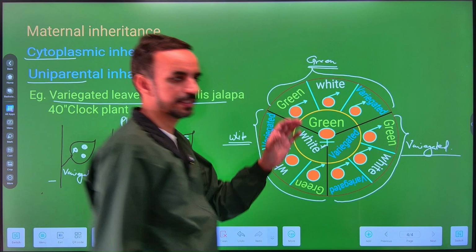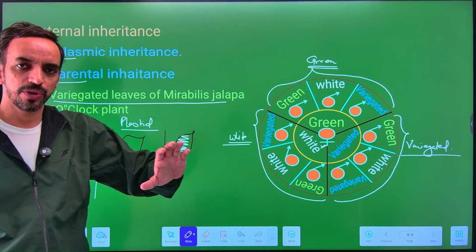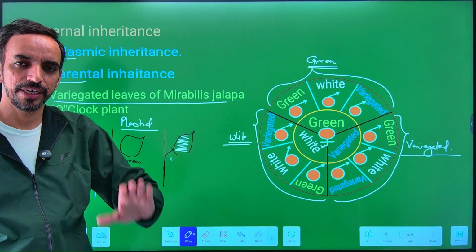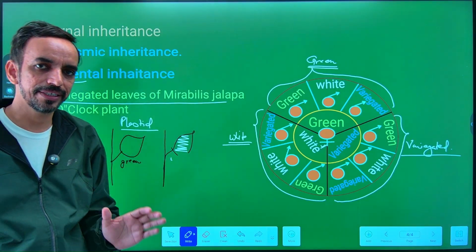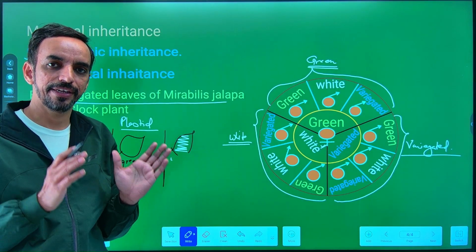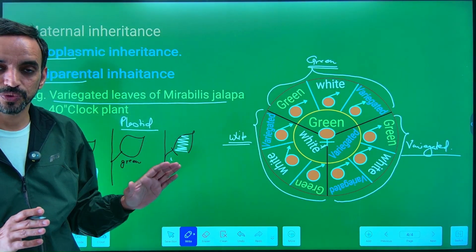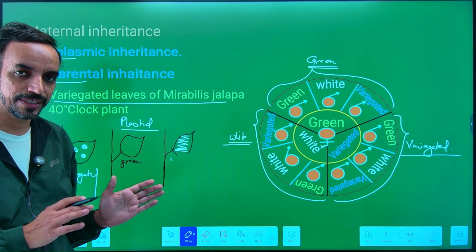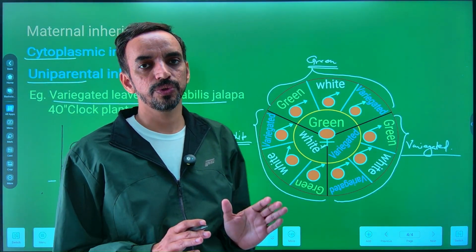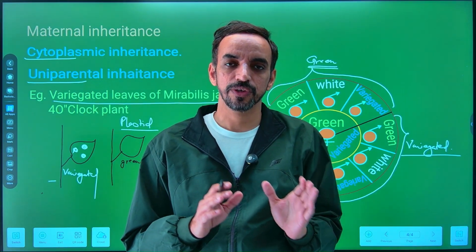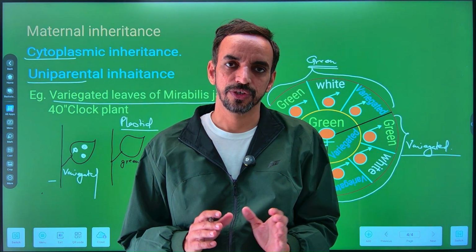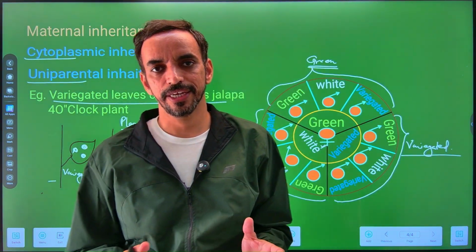Because these types of leaf patterns are influenced by the plastid, and the plastid shows maternal inheritance, that is known as uniparental inheritance. So these plastids, like mitochondria, show cytoplasmic or maternal inheritance. So this is all about the chloroplast. Thank you very much.